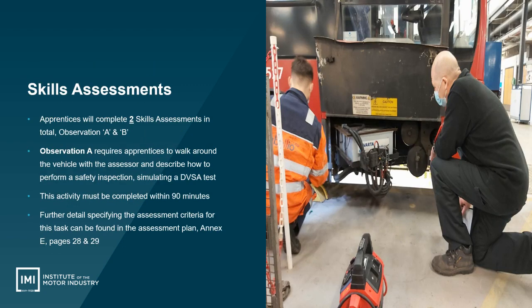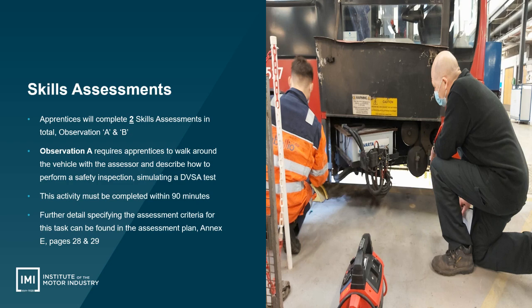The second type of assessment for the Bus and Coach endpoint assessment are the skills assessments. These assessments are conducted in a workplace provided by the training provider, or alternatively, if requested, the IMI can provide workshops for these assessments to take place. There are 2 individual skills tasks that each apprentice will complete, Task A and Task B.